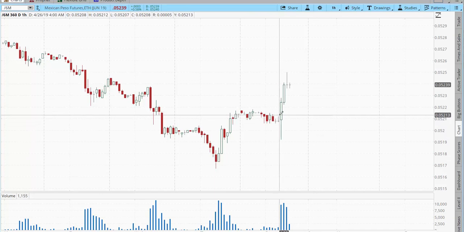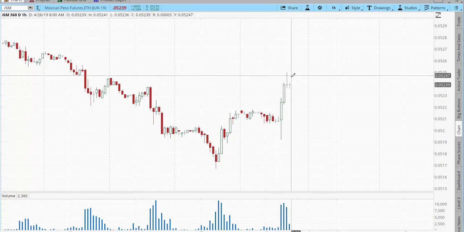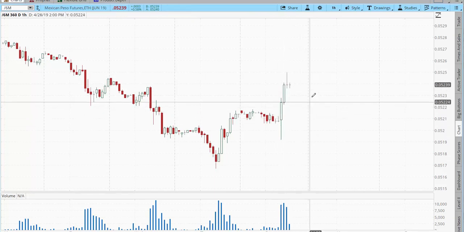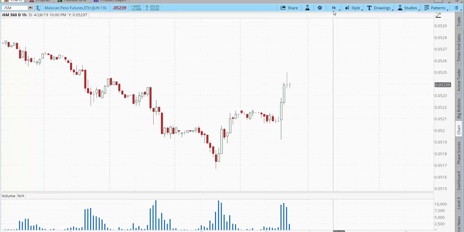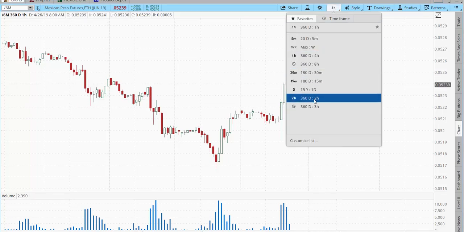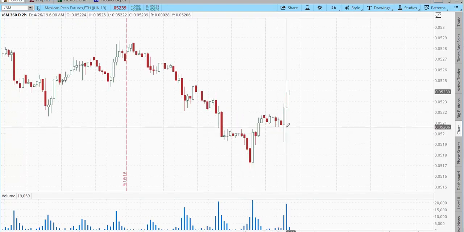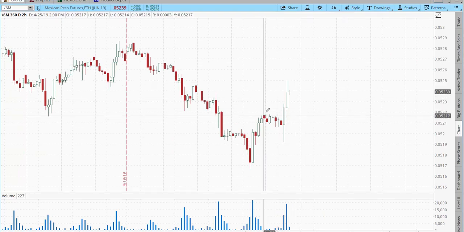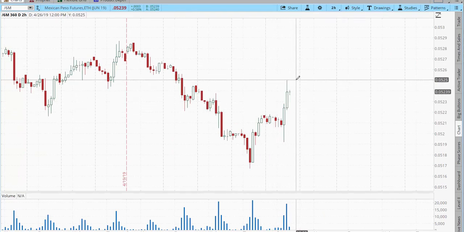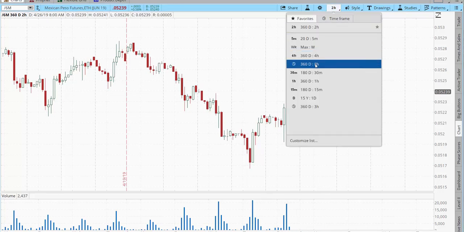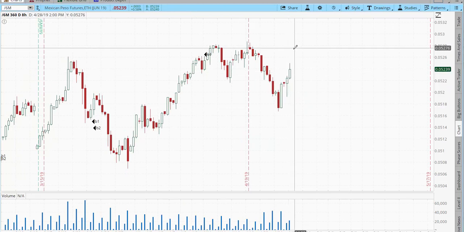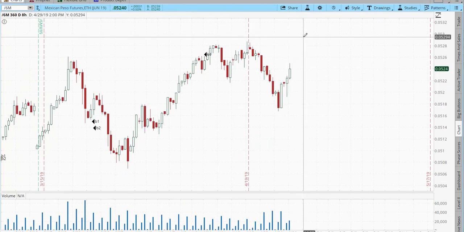So, as price busted up here, we had a nice buy signal. And so now, it's got a ways to go. Let's take a look at this on an 8-hour chart. Yeah, it's got a ways to go. We could easily see it go up here, which is a nice exit area.